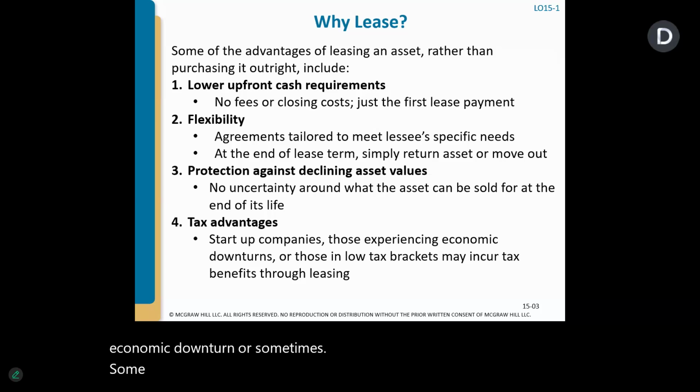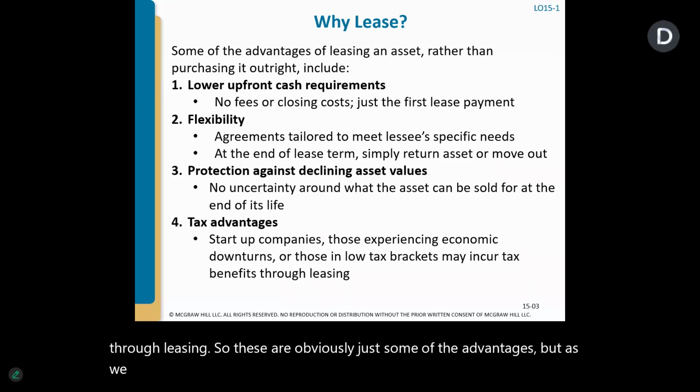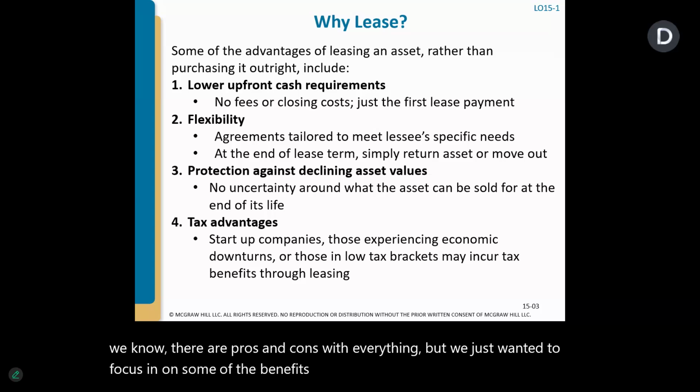But again, sometimes that was just an example of an economic downturn, or sometimes some companies can be in low tax brackets and they incur tax benefits through leasing. So these are obviously just some of the advantages, but as we know, there are pros and cons with everything, but we just wanted to focus in on some of the benefits of why companies lease.